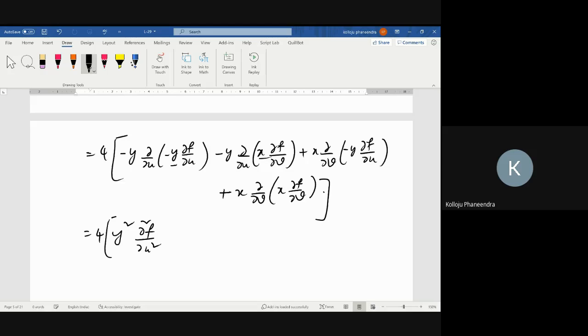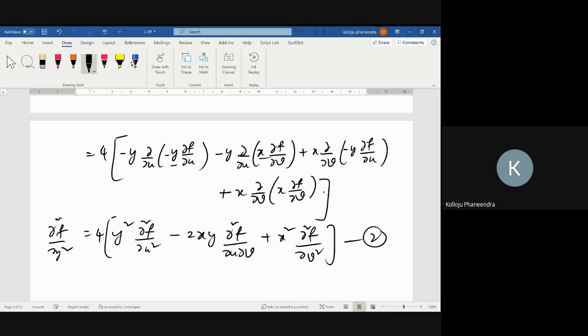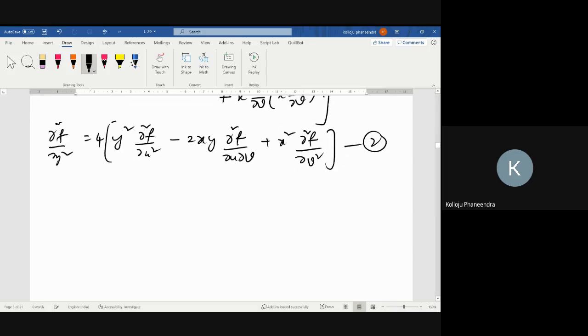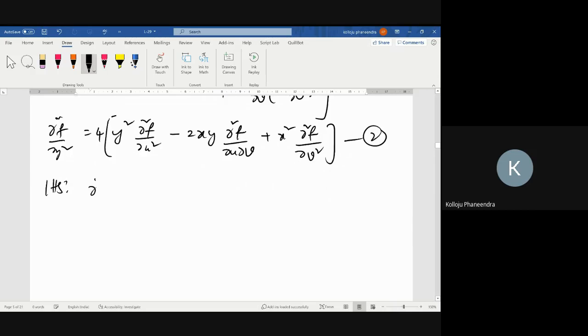This is minus. Finally, you will get this ∂²f/∂u∂v, and this is plus x² into ∂²f/∂v². This is 2. This is the value of ∂²f/∂y². So what is the LHS part? ∂²f/∂x² plus ∂²f/∂y² equal to 4 is common.